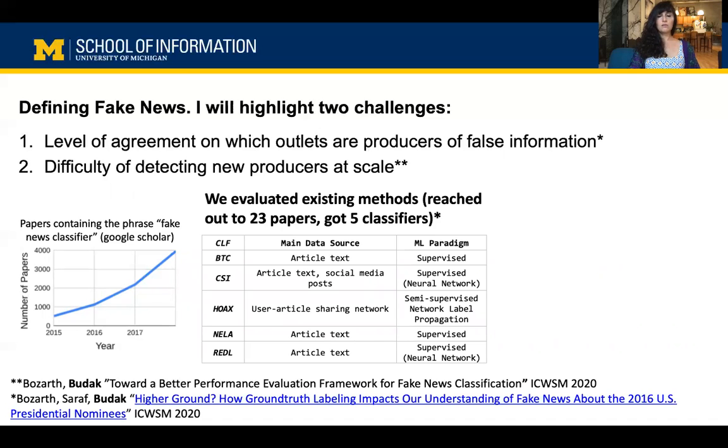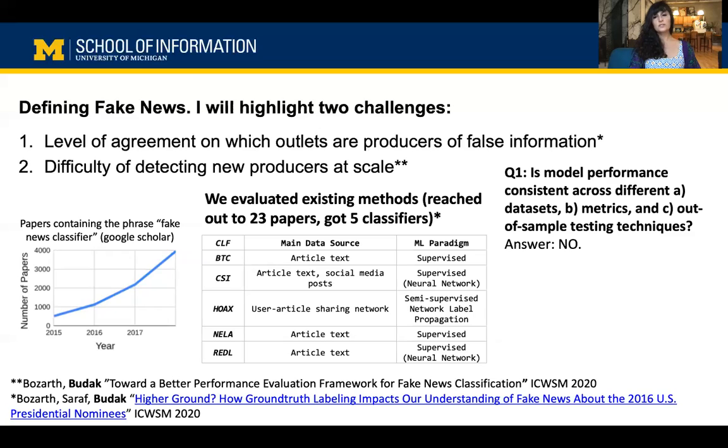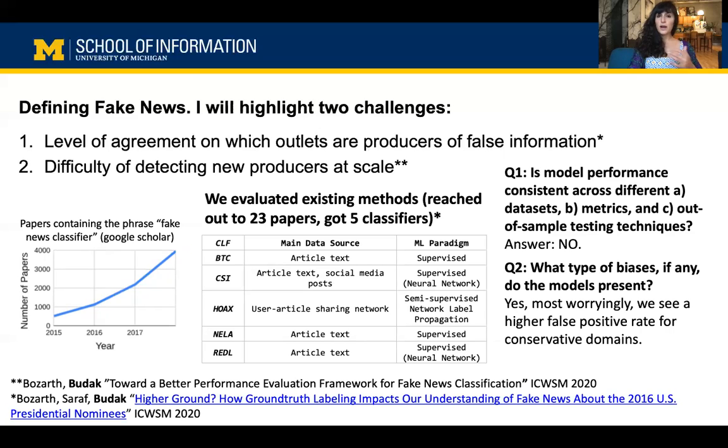What we see is there are a number of concerns here. First is that the model performance is rather inconsistent across different data sets, metrics, and out-of-sample testing techniques. So which classifier outperforms the other really is quite context dependent and hard to generalize. Second, we also investigated the biases of the proposed classifiers and saw a number of challenges. For instance, we see a higher false positive rate for conservative domains across all classifiers. So outstanding issues like that would really need to be addressed before using any classifier in production mode, given the tensions and the concerns about a liberal bias generally voiced in our highly polarized society.